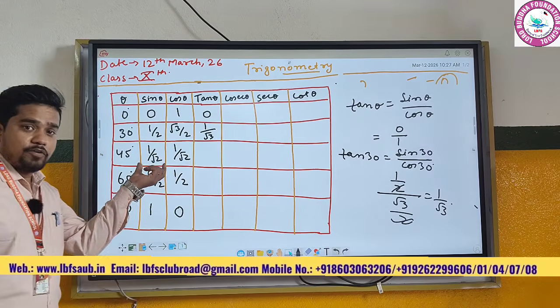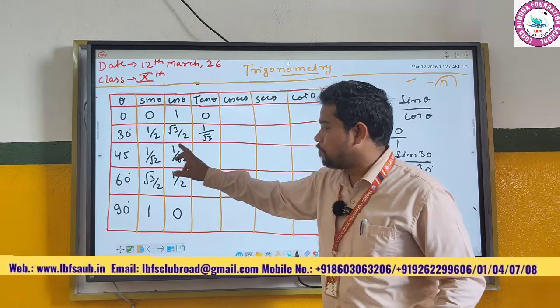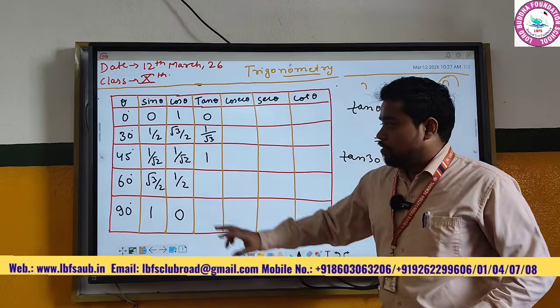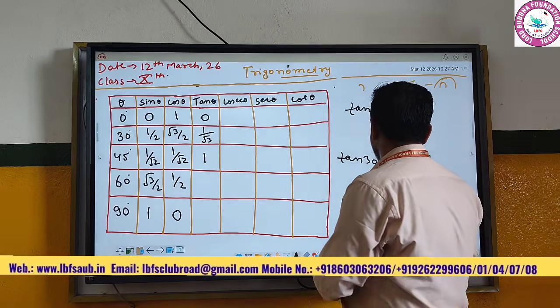Okay, now for finding the value of tan 45, the value will be sin 45 upon cos 45. The value will be 1. Okay, for finding the value of tan 60, the value will be root 3 upon 2.